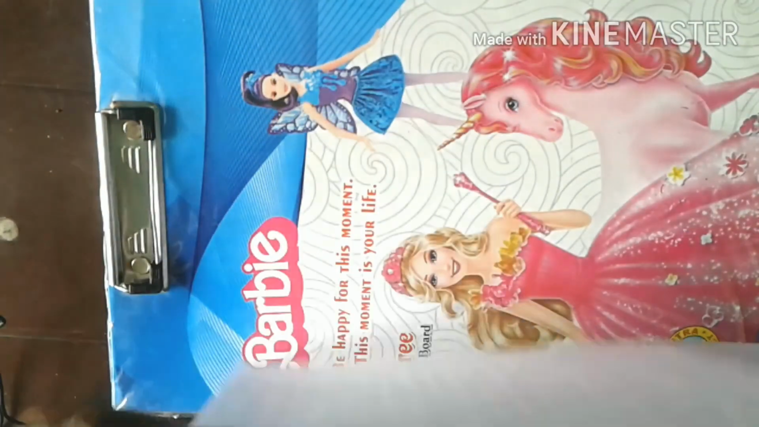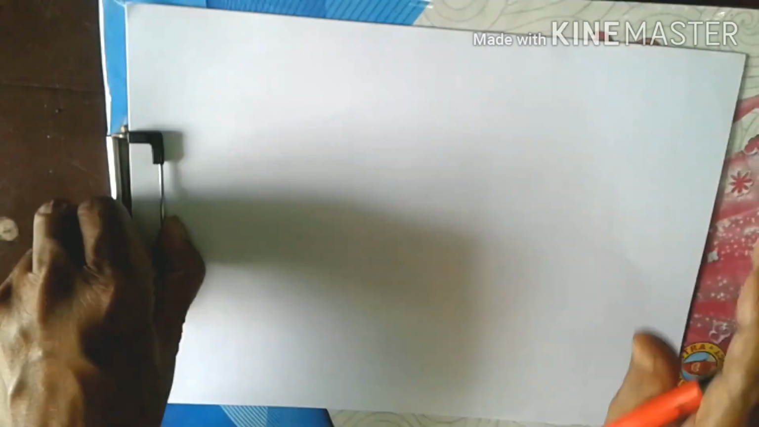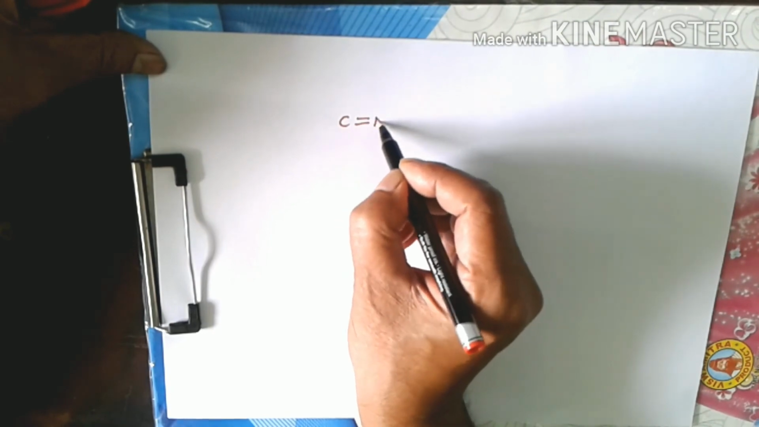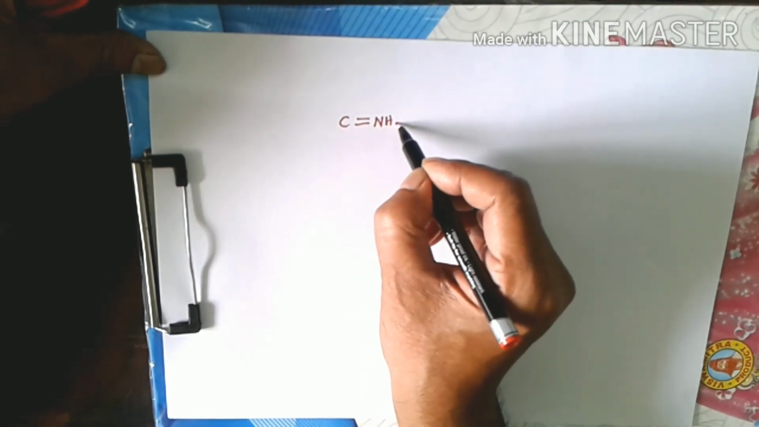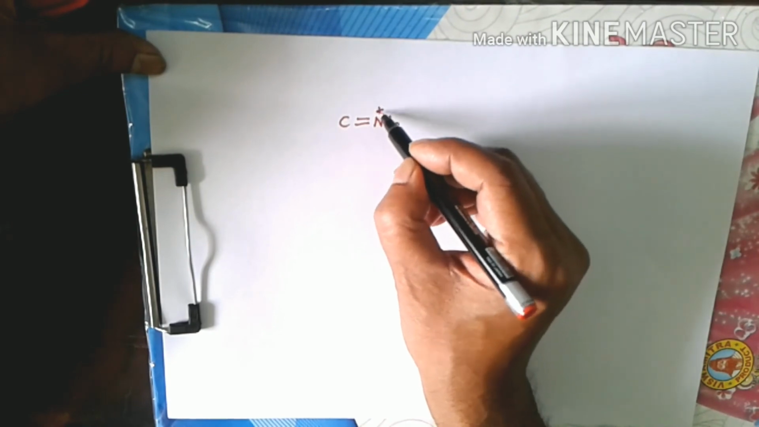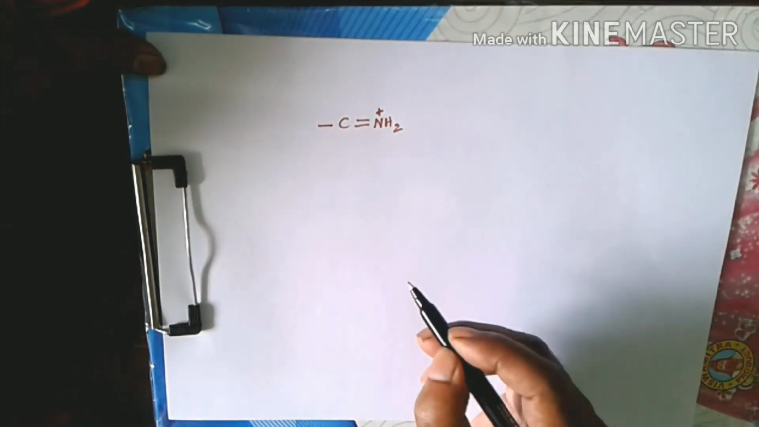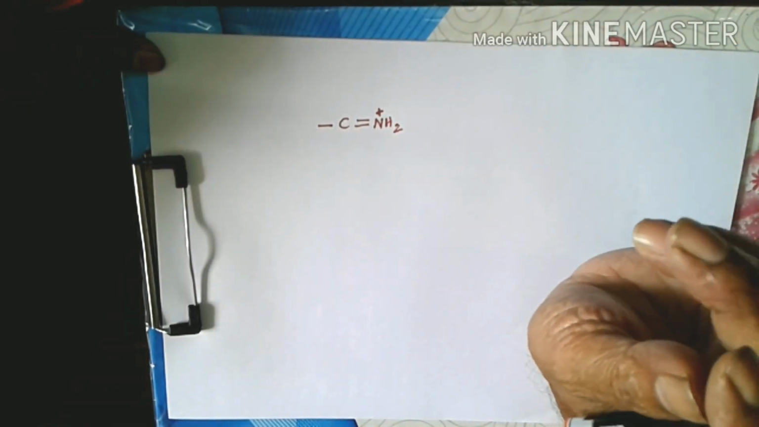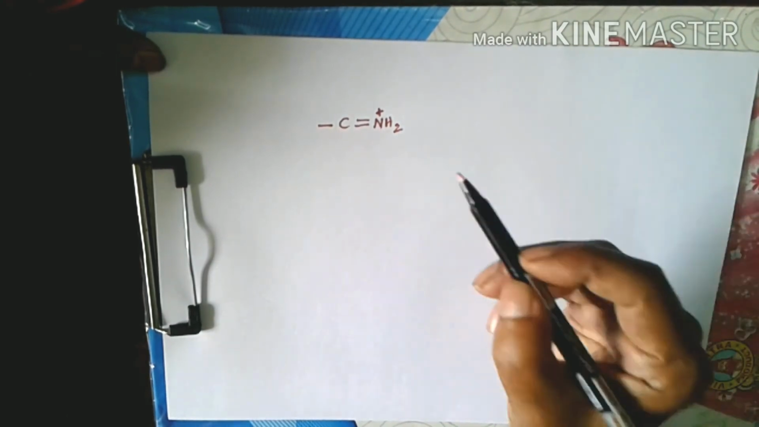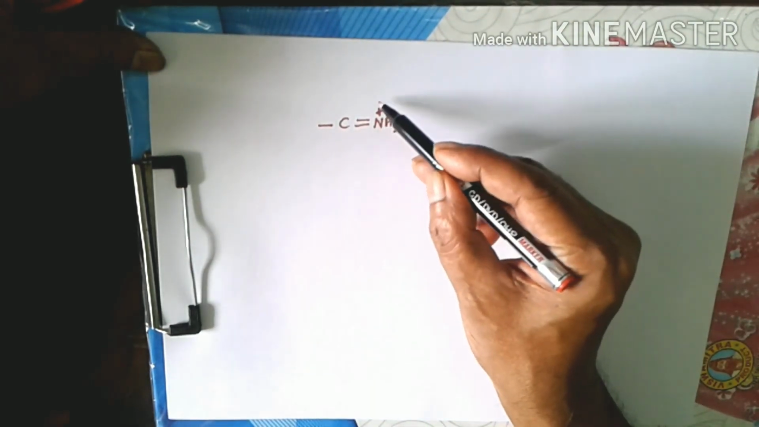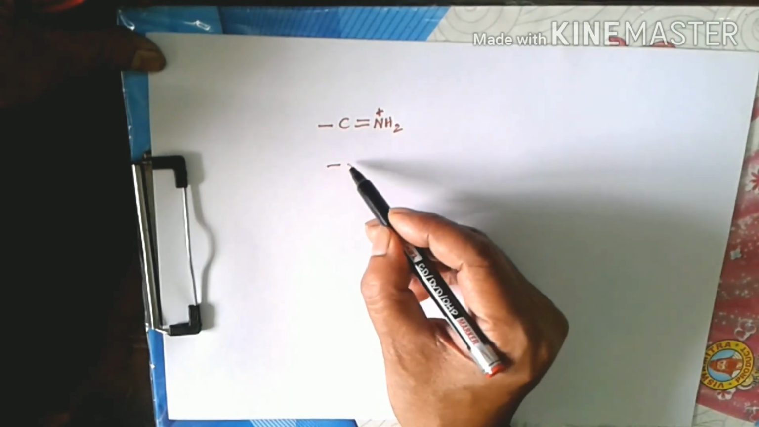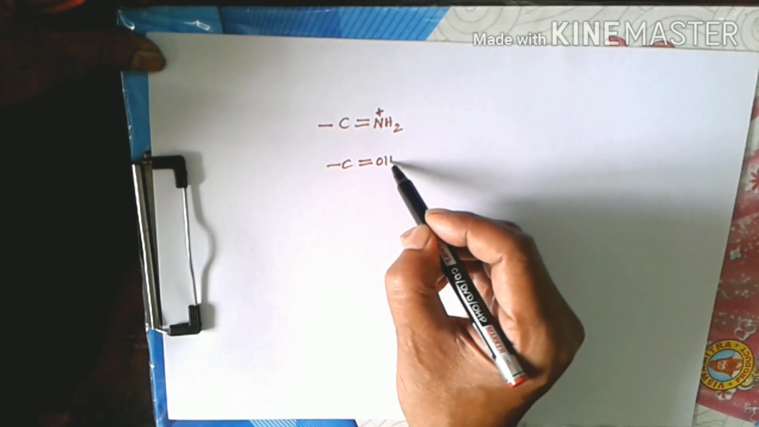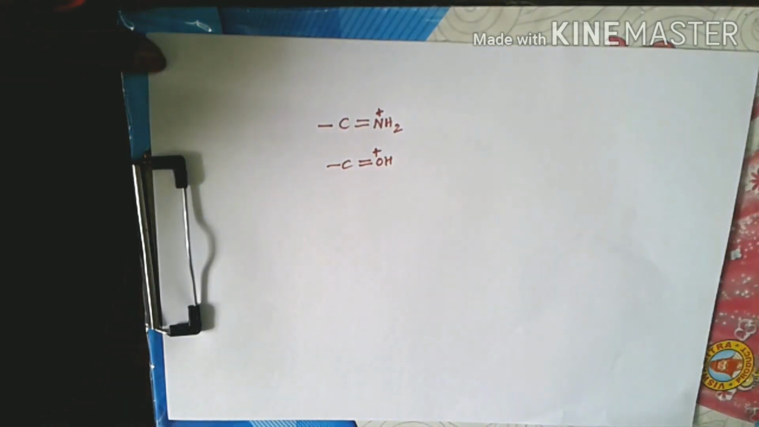Now one point on which I made a mistake in the previous discussion is that a C double bond N, NH2 system will have a positive charge, and I told you that any positive species will have a vacant orbital. That is wrong. The positive nitrogen here does not possess a vacant orbital, and again in the system C double bond OH positive, the oxygen does not possess a vacant orbital.